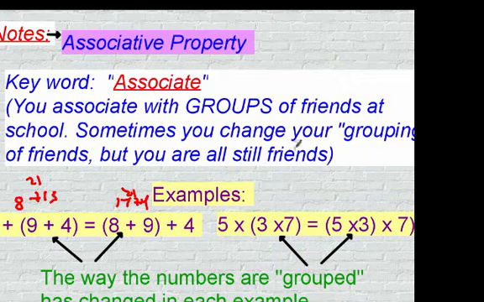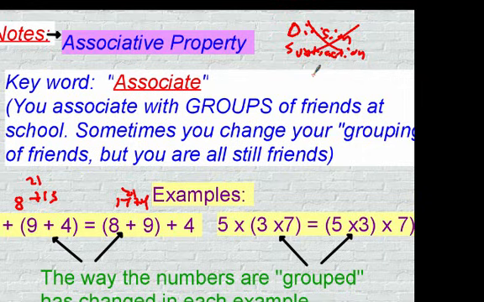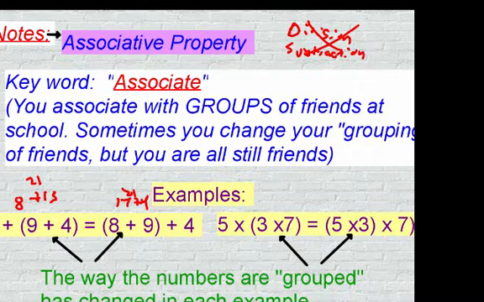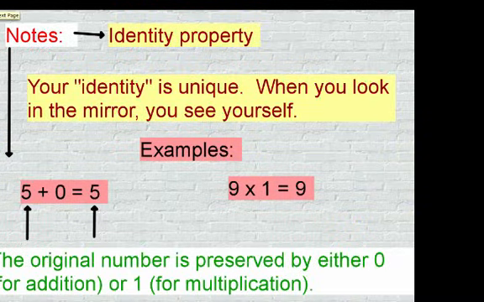Just like the commutative property, though, this does not work for division or subtraction. It only works for adding and multiplying. Does not work for subtraction or division. So associate is about grouping. Commutative is about ordering. All right, let's talk about our third property, which is the identity property.